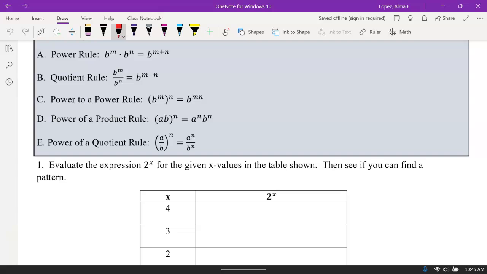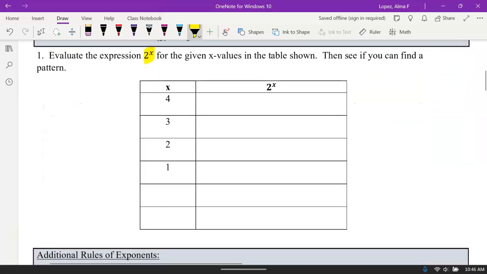The power to a power rule, where you multiply the exponents. I call those power problems. The power of a product rule, which means the exponent will go on in each individual piece. Same thing with the quotient. If you have a fraction, that exponent will go on each part of the fraction. Okay? Now, let's go ahead and evaluate this expression for each of the x values given below.